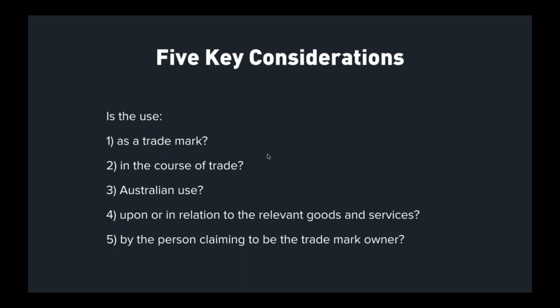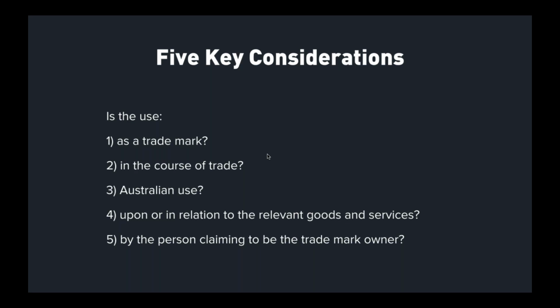Now we'll move to the fourth consideration. The examiner looks at whether your use is upon or in relation to the relevant goods and services. In your evidence, you should aim to demonstrate that you have been using the trademark in relation to all of the goods or services that the issue has been raised in relation to. If you have claimed a wide variety of goods or services, but are only using the trademark on one or two of those items at the moment, it might be possible to restrict your claim to just those items. Your examiner will let you know if this is the case.